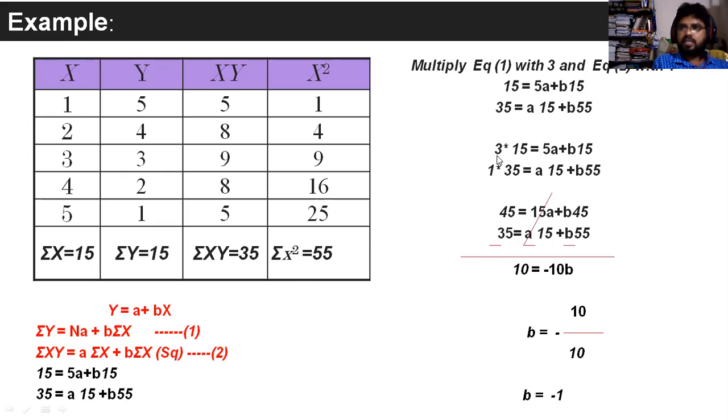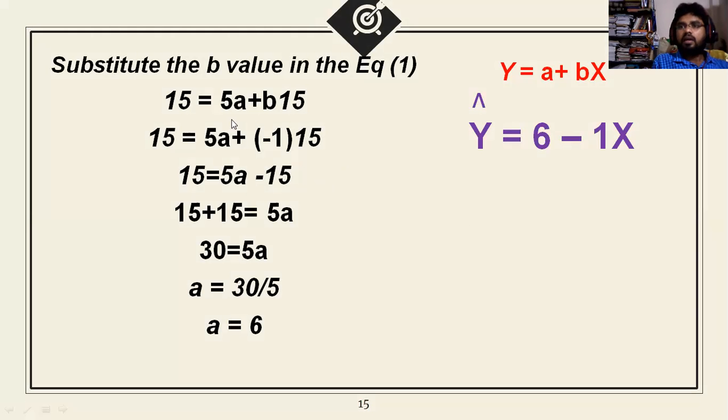In the previous class we discussed this briefly, so if you did not understand, you can go through that previous lecture. Here we got b is equal to -1. After getting the b value, we simply substitute it in equation 1 or 2. If you put the b value in the first equation or the second equation, the a value will come out the same, so don't be confused. It doesn't matter. I have substituted the b value in the first equation, and after substituting I got a is equal to 6.